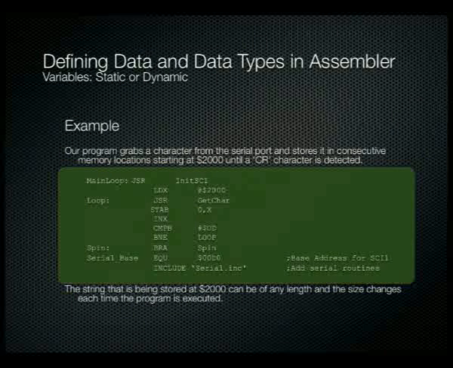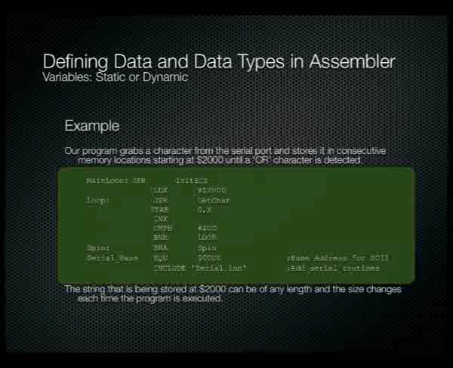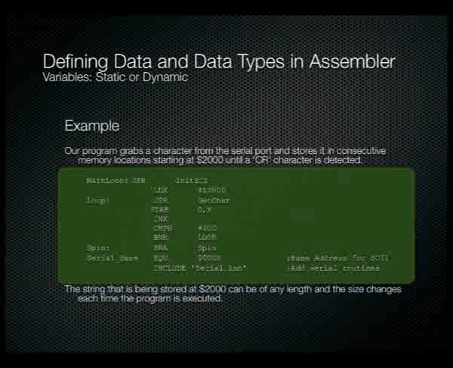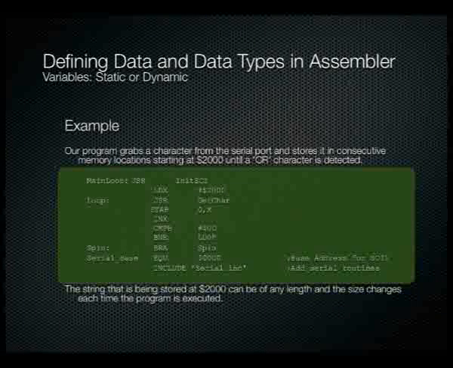So I've got another example here where I've actually loaded up. I haven't defined a variable here. I've just simply pointed it to the start of my RAM, which is at 2000. I'm doing a get char, storing that value into 2000 and incrementing X, comparing it against the carriage return. If it's the carriage return, I simply exit. If it's not the carriage return, I go back and keep grabbing them.